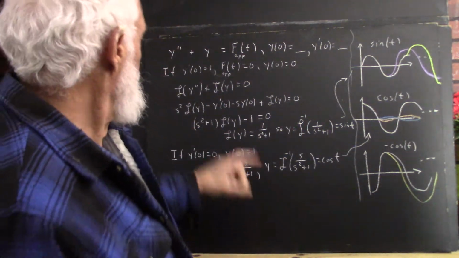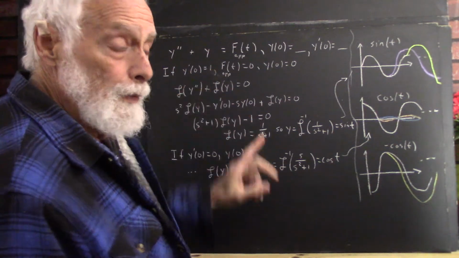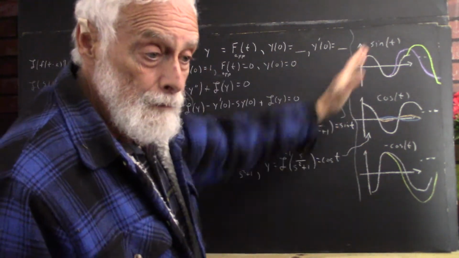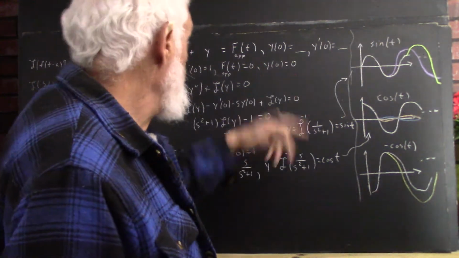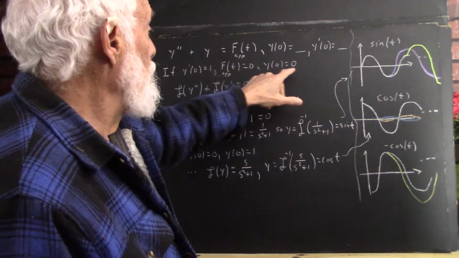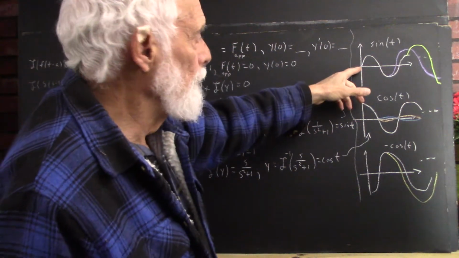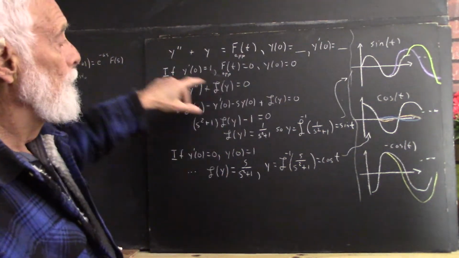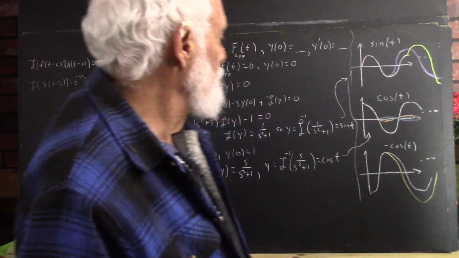When we start at the initial position with a unit velocity, so that the graph initially has a slope of 1, and y of 0 equals 0, so we start at position 0, that gives us this sine curve.